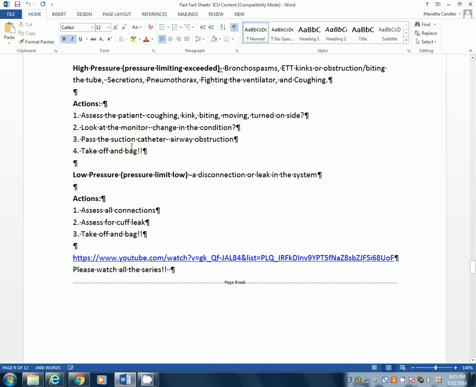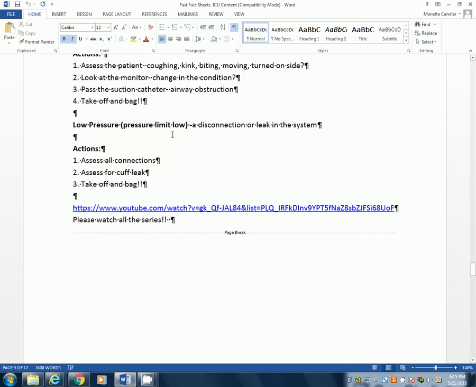Okay, make sure there's no airway obstruction. And you can always take off and bag them if they get in trouble. If you absolutely can't figure out what's going on and they're turning blue, then take them off the vent and start bagging until you do figure out what's going on. Okay, that's always an option. That's why you always have that at the bedside.